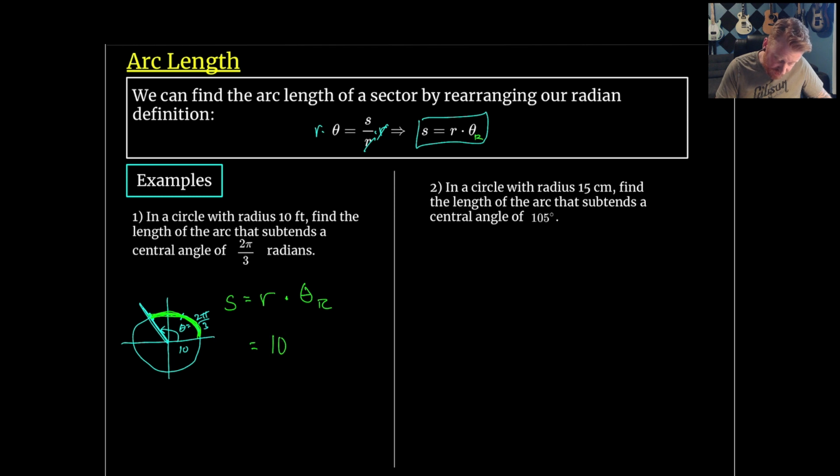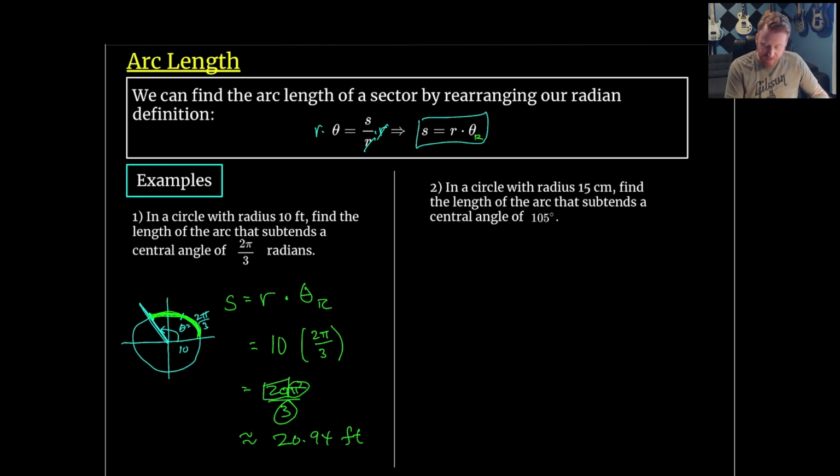So we've got 10 feet times a radian measure of 2 pi over 3, which is going to give us 20 pi over 3, which is about 20.94 feet. And that actually makes a lot of sense because pi is about 3, so it's not too surprising that we found something pretty close to 20 as our final result there. So there we go, just using a quick application to find arc length.